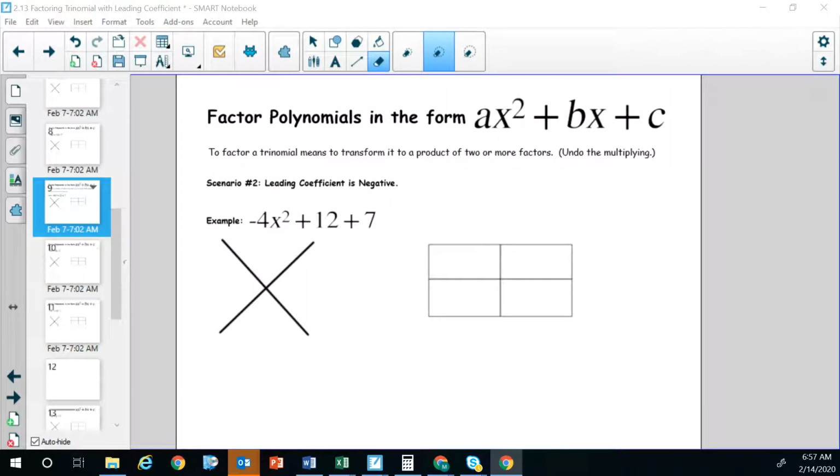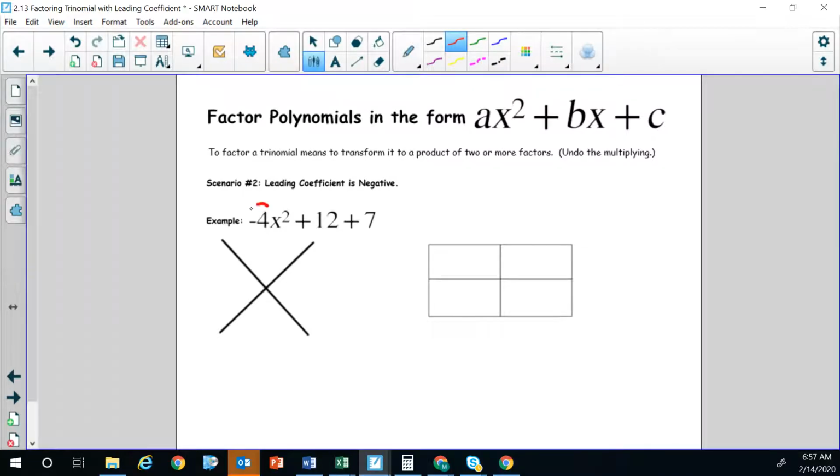This is factoring a trinomial with a negative leading coefficient. That means that the number in front of x squared is negative. Okay, that's what it means. So we're gonna learn how to factor this type of trinomial.